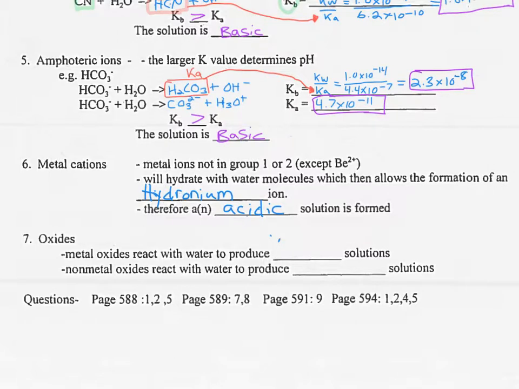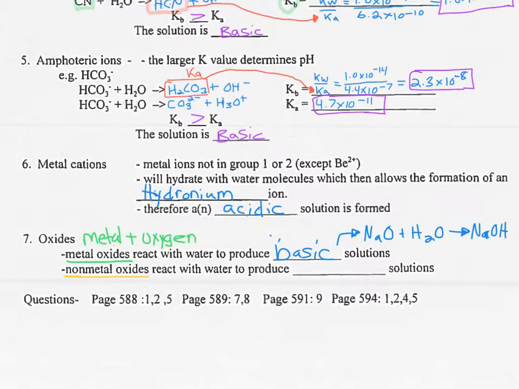If we have an oxide, so a metal oxide, which is really just a metal bonded to an oxygen, it's going to react with the water to produce a basic solution. And that looks like this. So our sodium oxide plus water results in sodium hydroxide.